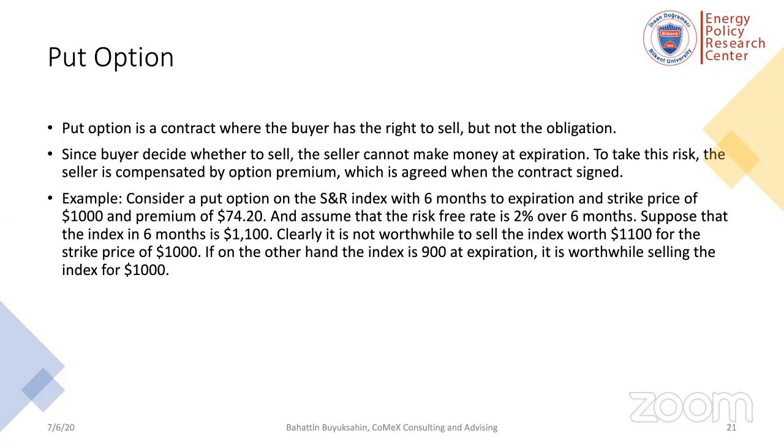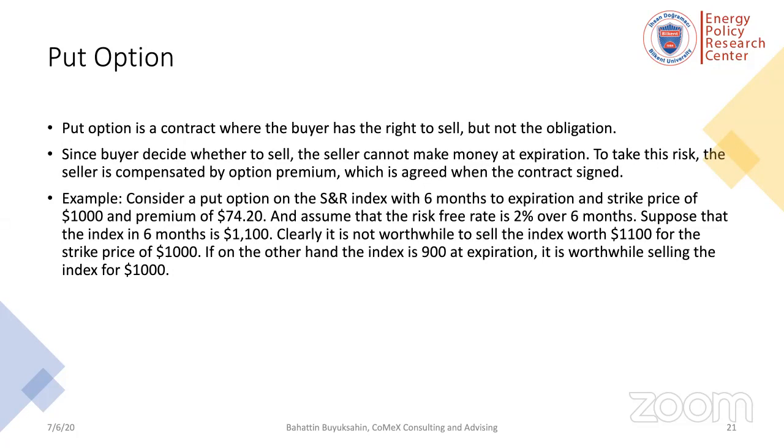Let us consider again a put option on the S&P index with 6 months to expiration and a strike price of $1,000. The option premium is 74.2. As you see, the option premium for the put option and call option are different. And assume that the risk-free rate is, again, 2% over 6 months.